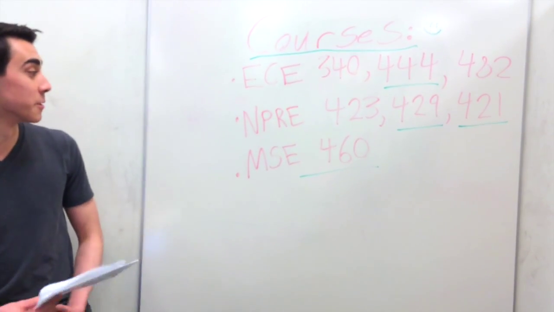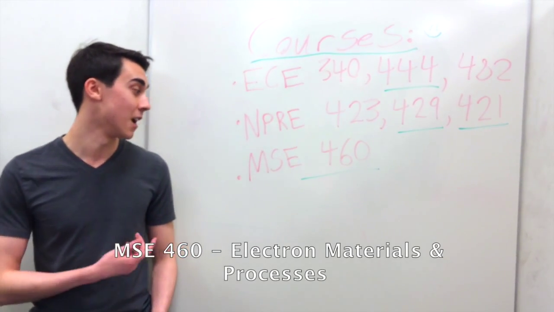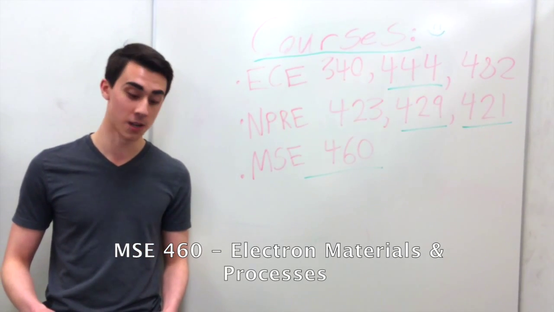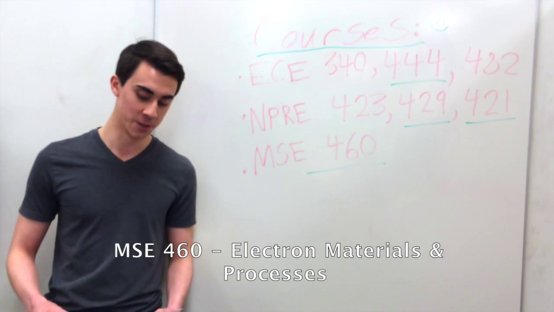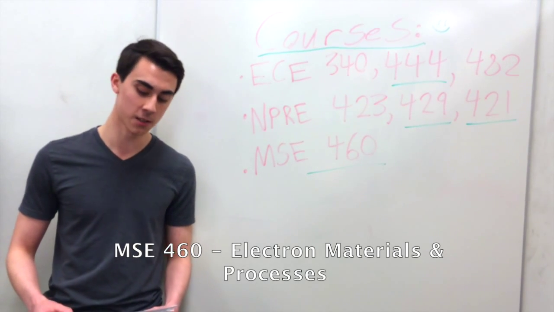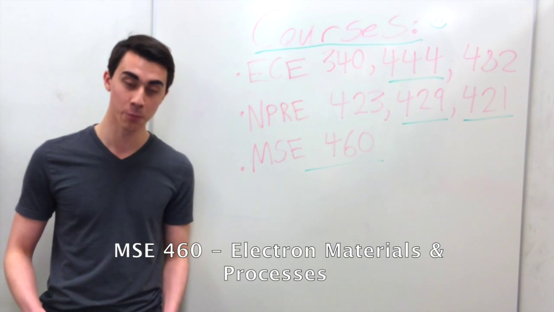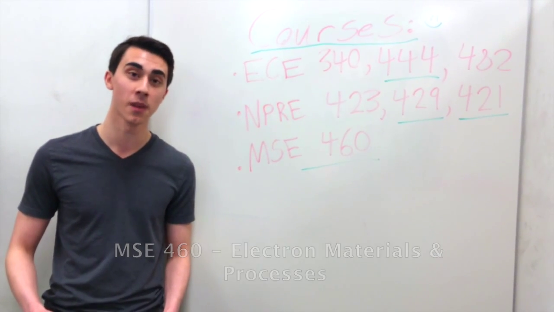And on to the materials science and engineering courses such as MSE 460. This course is called Electronic Materials and Processes. It introduces materials science and processing of semiconductors, including their structure, their chemistry, and some processing challenges faced by them.